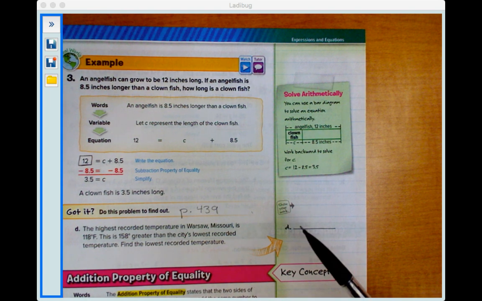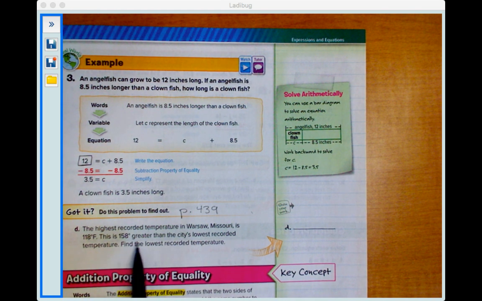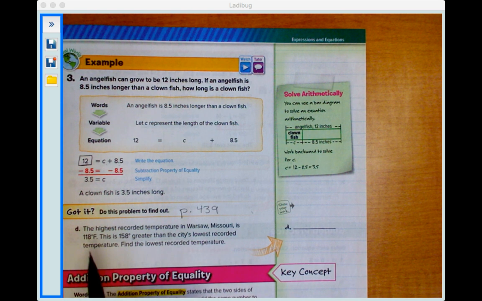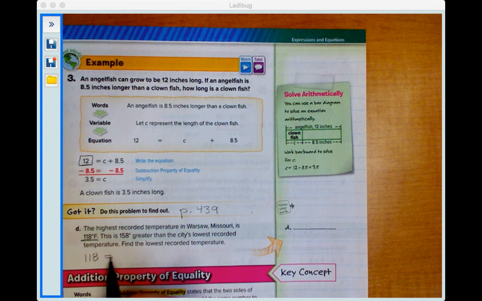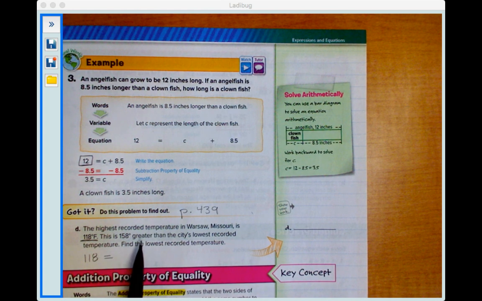The highest recorded temperature in Warsaw, Missouri is 118 degrees Fahrenheit. This is 158 greater than the city's lowest recorded temperature. So we're going to find the lowest recorded temperature. So the highest recorded temperature is 118. So we know it'll equal 118. This is 158 degrees greater than the city's lowest recorded temperature.